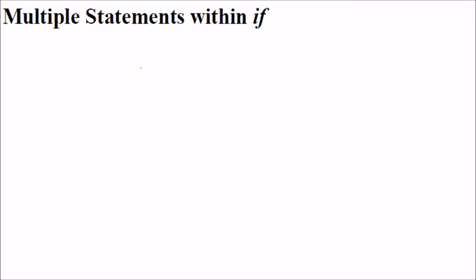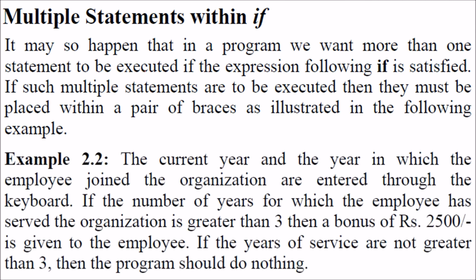Multiple statements within if. You can have multiple statements. By now we have just seen that our execution was: if the condition here, then this line. So if this condition is true, this line is going to execute. If the condition is false, this line is not going to execute. But if you want more than one line to be executed, then what you have to do? Because we have just seen only one line will be executed after if. If you want to execute more than one line, the simplest is to put them inside a brace.